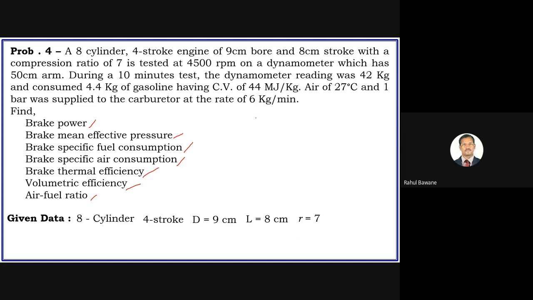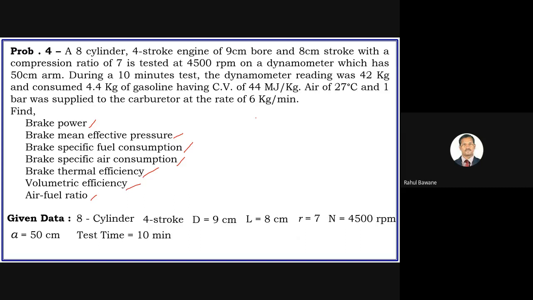Is tested at 4500 RPM. So speed is given, on a dynamometer which has a 50 centimeter arm. So 50 centimeter arm, that is the offset distance, during a 10-minute test. So time period is given, that is 10 minutes.